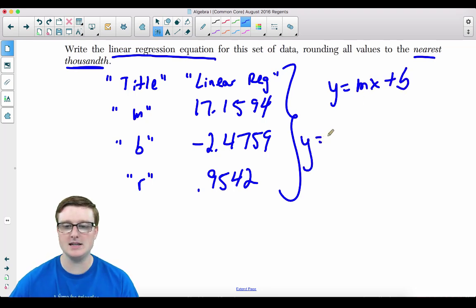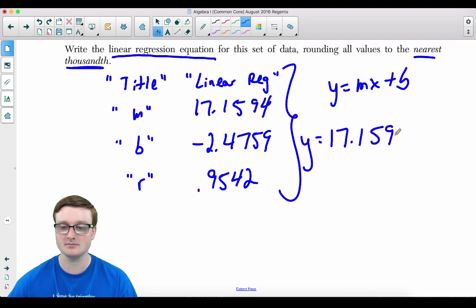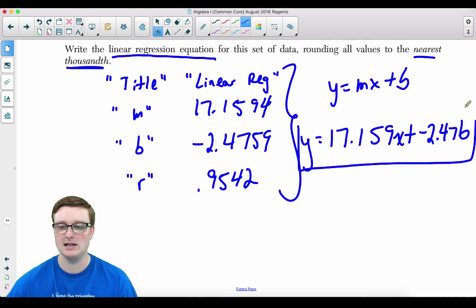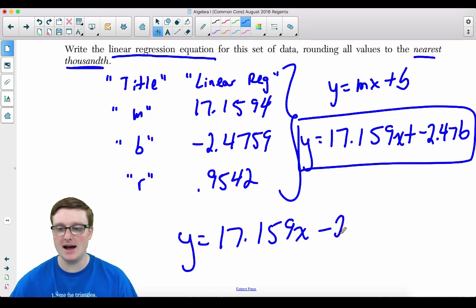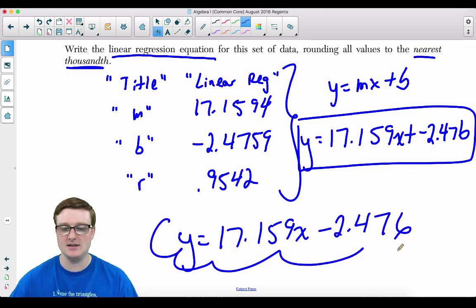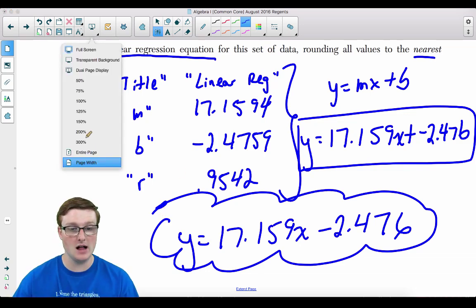So we get Y is equal to, the M value is 17 point what? Well, this is tenths, hundredths, thousandths. So we need the number afterwards, the 10,000ths place, to figure out what the thousandths place is. Since 4 is less than 5, this just stays at 159. X plus your B value of negative 2.476. So, ladies and gentlemen, that is your answer. Y is equal to 17.159x minus 2.476. That is the answer to the linear regression equation. Now, there's a follow-up question.